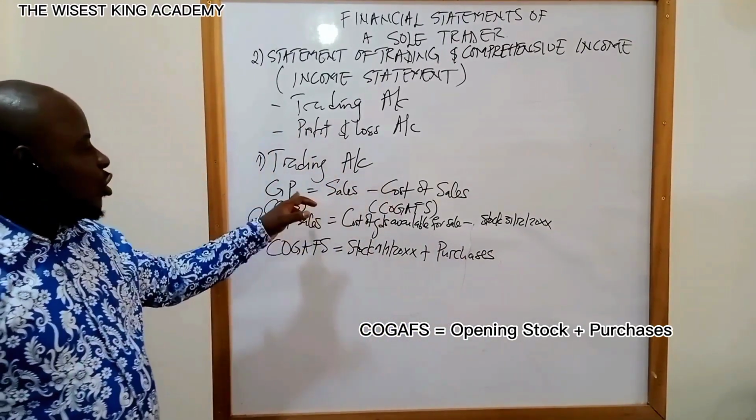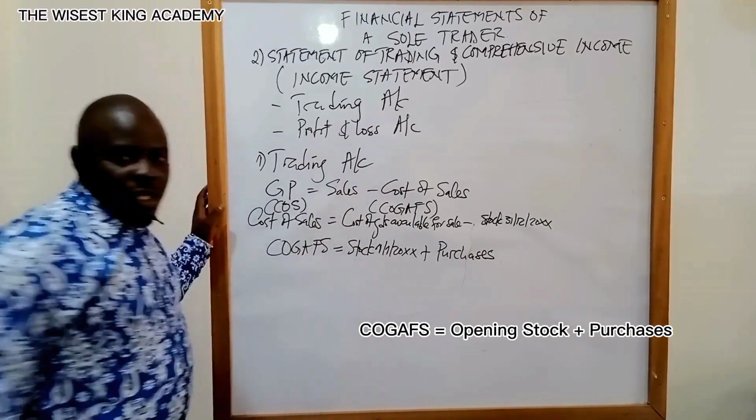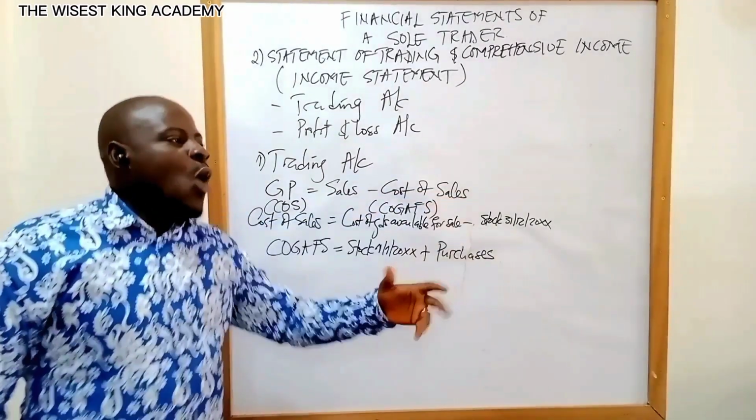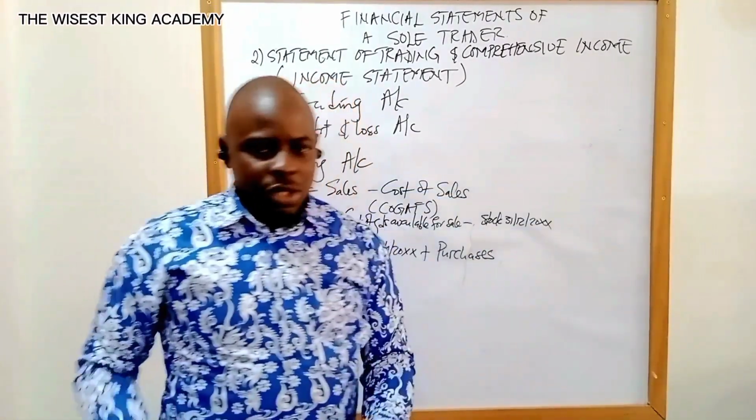The trading account shows the calculation of the gross profit. The gross profit is the difference between sales and cost of sales. What we sold, what is its cost?